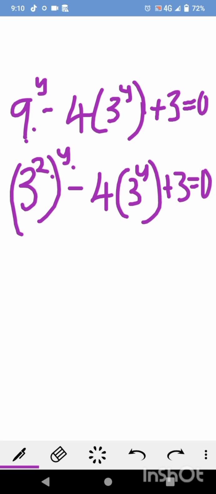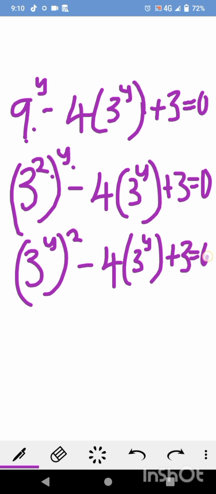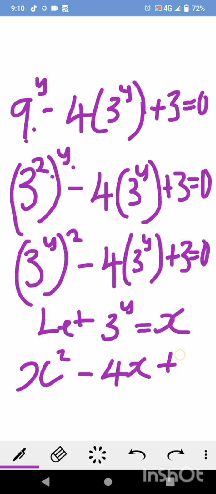Now we rearrange these powers. You can have it as (3 raised to power y) squared, then send the 2 outside, minus 4 times 3 raised to power y, plus 3 equals 0. Okay, next we need to define: let 3 raised to power y be equal to x. That now gives us x squared minus 4x plus 3 equals 0.